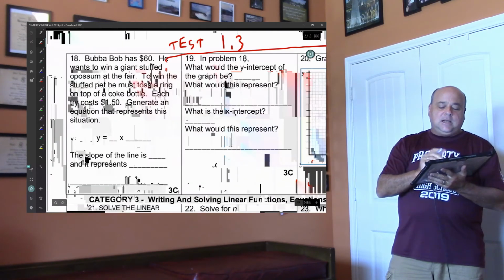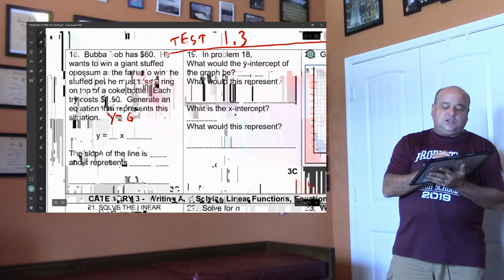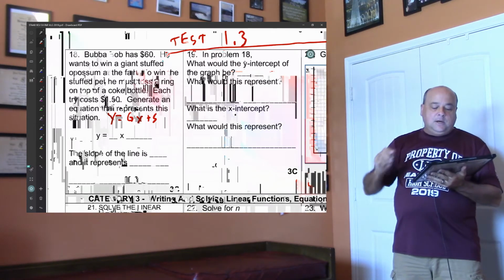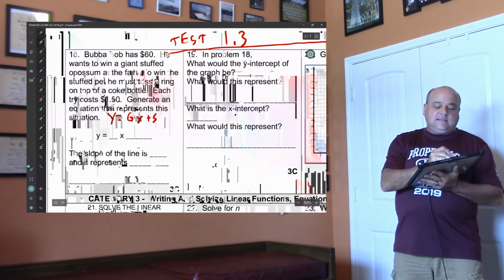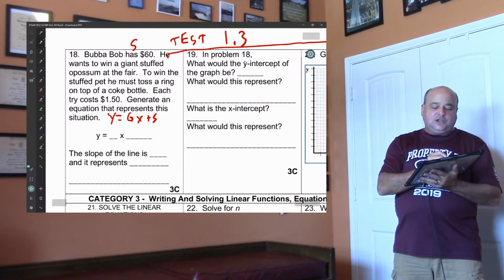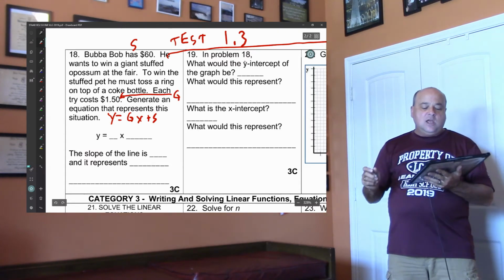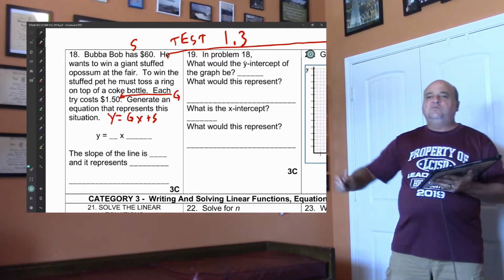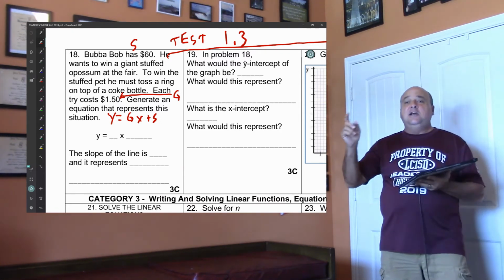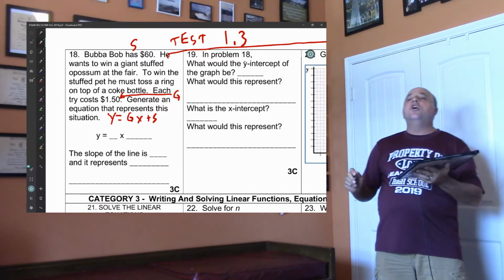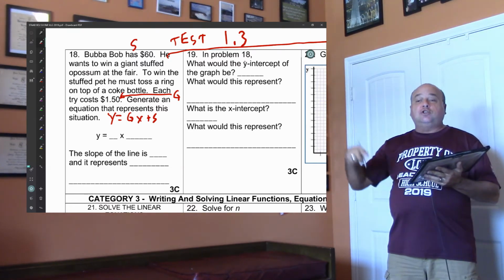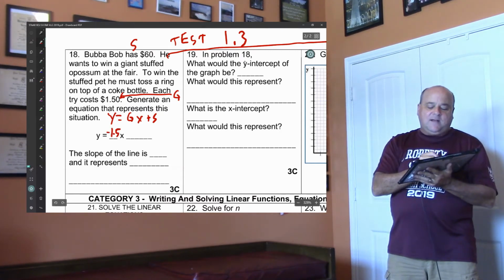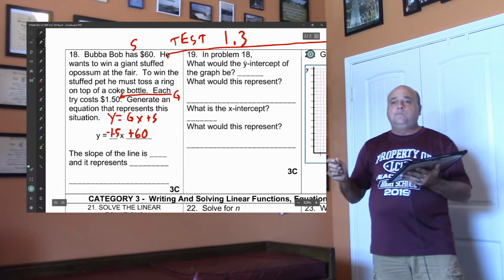Okay, so let's do number 18. Remember, you're going to generate a y equals mx plus b equation. On this problem, he has $60. That's going to be our starting number, and each try costs $1.50. That's your growing number, and he wants to win a giant stuffed possum. Won't that look spiffy? Yeah, nothing beats a stuffed possum teddy bear. Okay, now then. Each try costs money, so he's not earning money, he's spending his money.